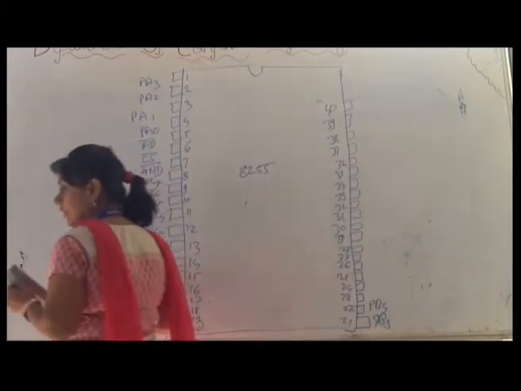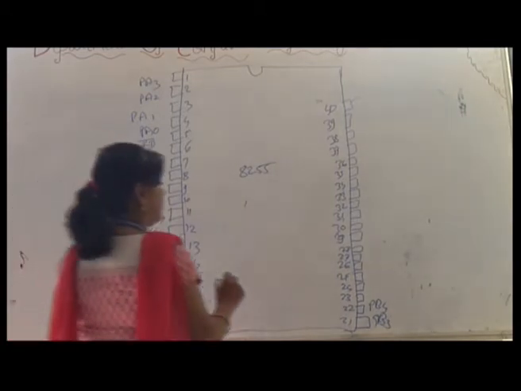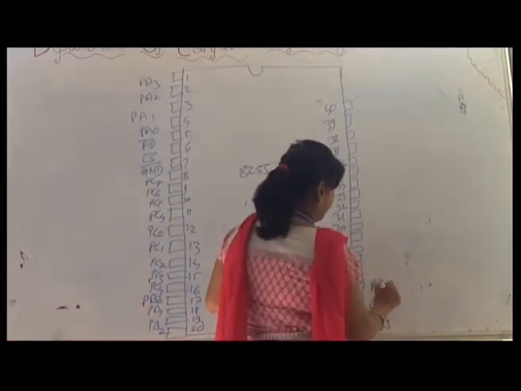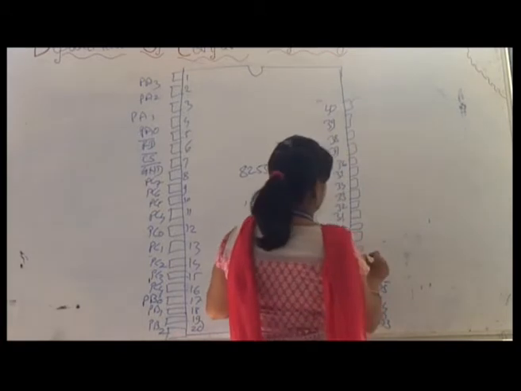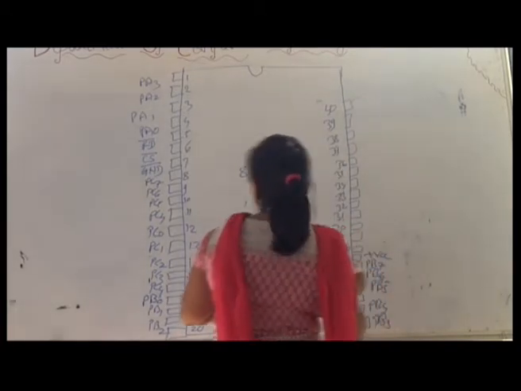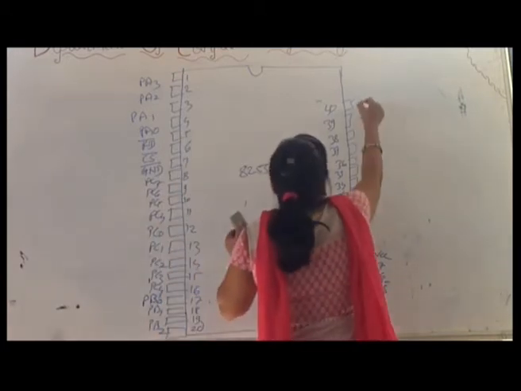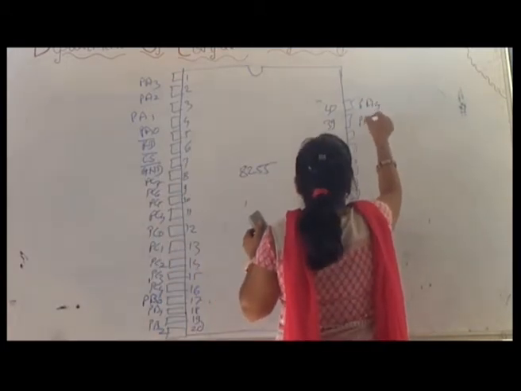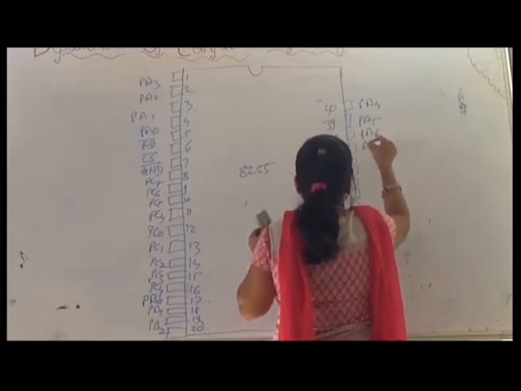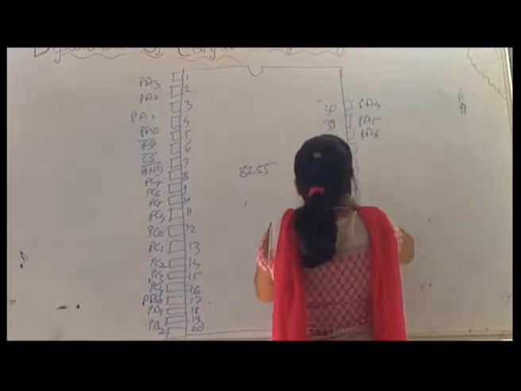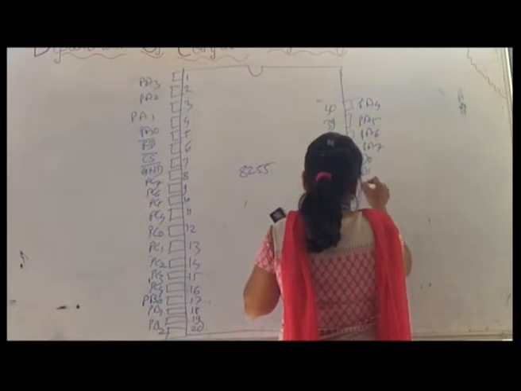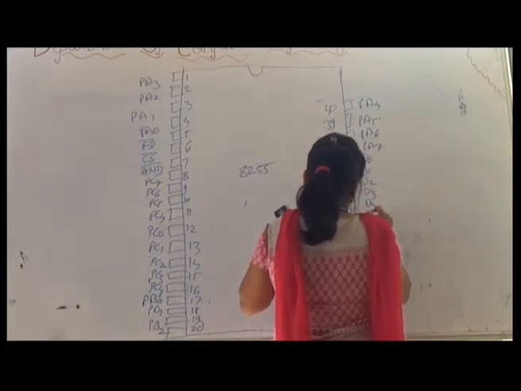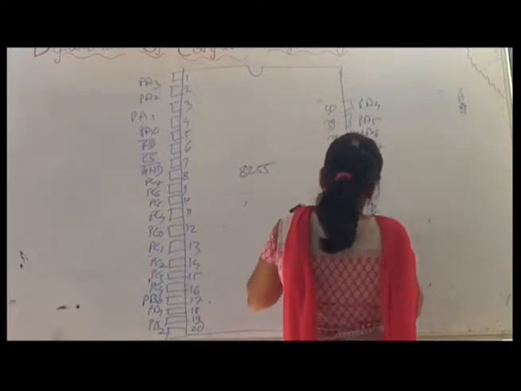Okay, and after that, 5, port B6, port B7, and next is the power supply, and here we will see the next pins: port A4, port A5, port A6, port A7, and here the data lines. Okay, this is the pin diagram of 8255.